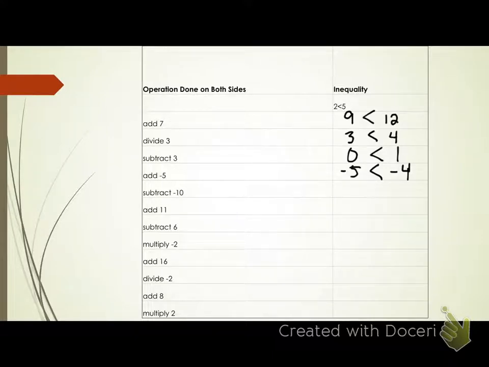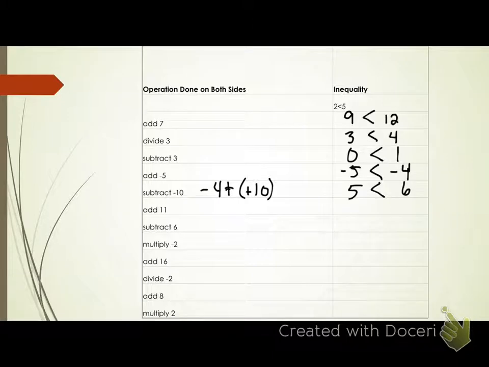Now let's subtract negative 10. So I have negative 5 minus negative 10. Stay, change, opposite. I subtracted negative 10. So negative 5 minus negative 10. The two negatives right next to each other become a positive. So it's negative 5 plus 10, 5. And then I have negative 4 minus negative 10. So negative 4 plus 10, 6. What's my inequality symbol? Less than, stayed the same.